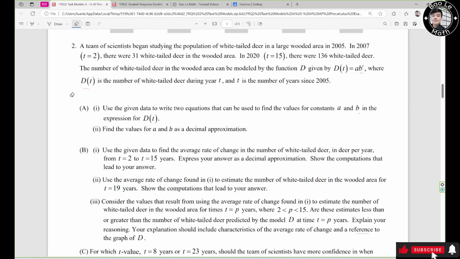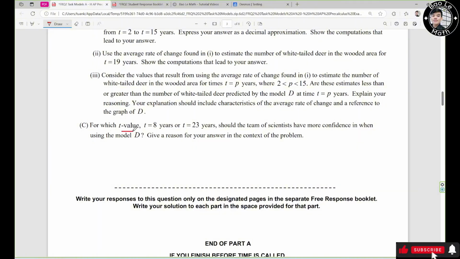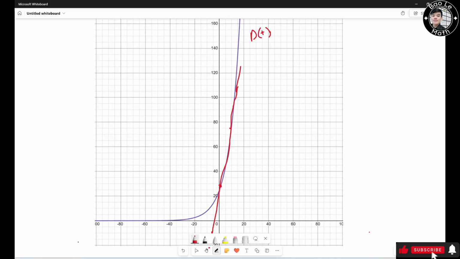Now let's move on to question C. For which value, t equals 8 or t equals 23 years, should the team of scientists have more confidence in when using the model D? Give a reason for your answer in the context of the problem. Now look at this graph right here. We can conclude that the team of scientists should have more confidence in t equals 8, because t equals 8 is within the interval of data, 2 to 15, while t equals 23 is outside this interval, and we do not have any information about a change in the deer population outside the interval 2 to 15, right?